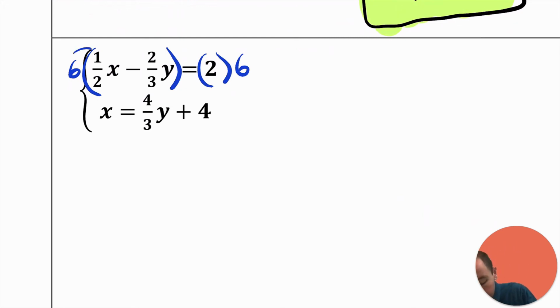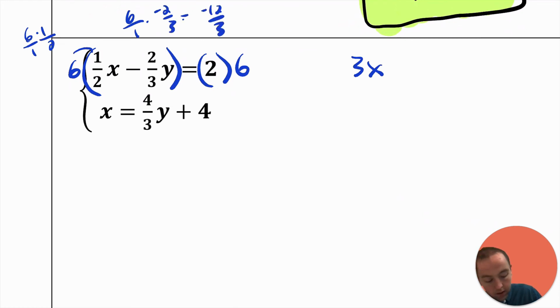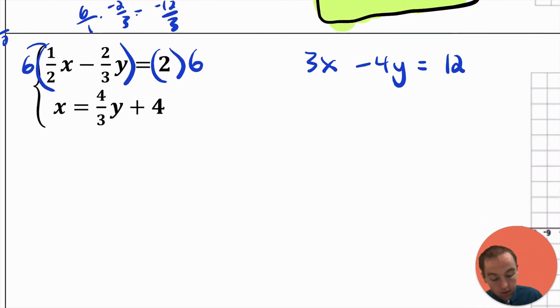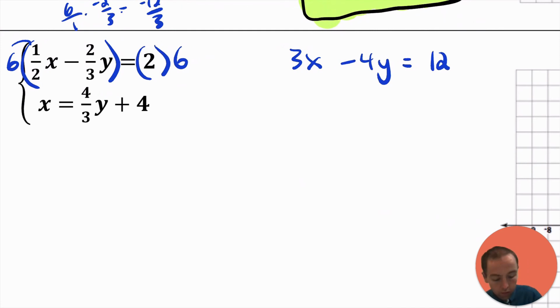So if you were to do 6 times half, 6 times half is going to be 6 over 2, which is 3, so you get 3x. And then if you were to do 6 times -2/3, you're going to get -12 over 3, which is really -4y. And then 2 times 6 is 12. So you've got an equivalent equation right there, and then it makes it a little easier to solve from right there, because then if you subtract 3x from both sides, you end up getting that.